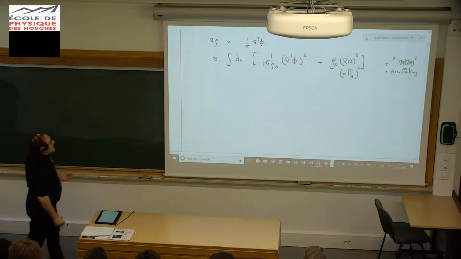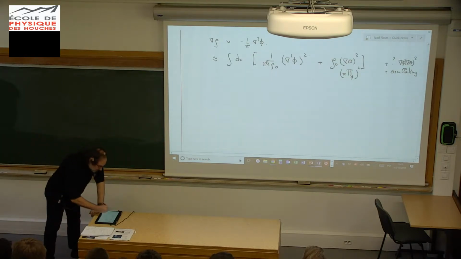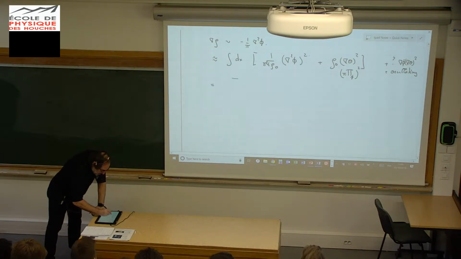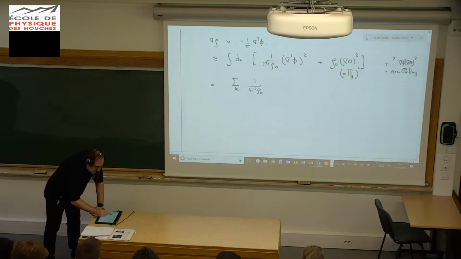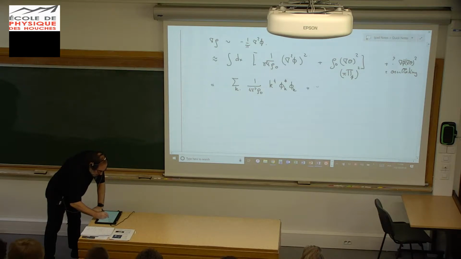But I want to emphasize that if I do Fourier transform here, I can rewrite this Hamiltonian as sum over k of 1 over 4 pi squared rho 0. Second derivative gives me k squared, so squared gives me k to the 4. Then this is phi star k, phi k. And this term here will give me rho 0, and then pi squared if you want. And this is pi star k, pi k.